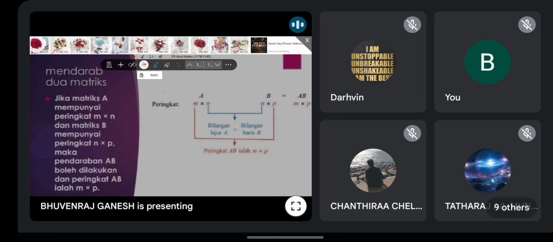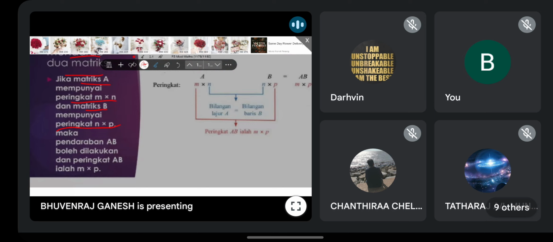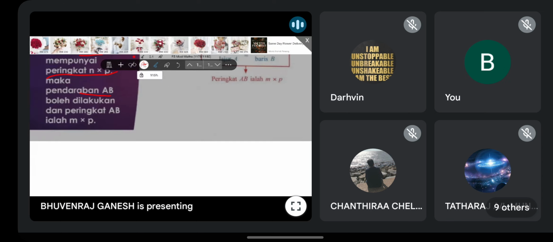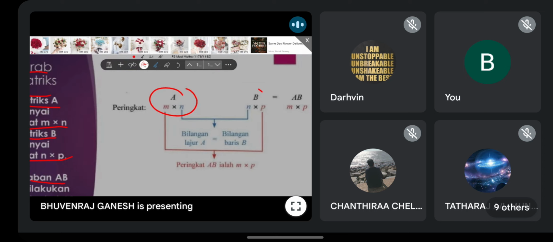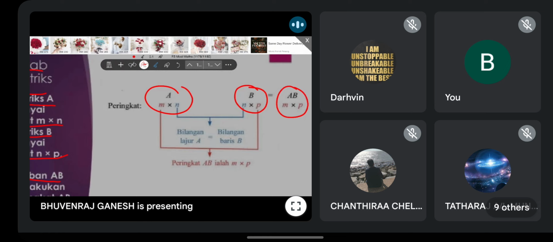So guys, now we are going to learn how to times two matrix. Very simple. Let's say matrix A has an order of m times n, and then matrix B has an order of n times p. So you can write the matrix multiplication as AB. You can see over here, A is m times n, B is n times p.